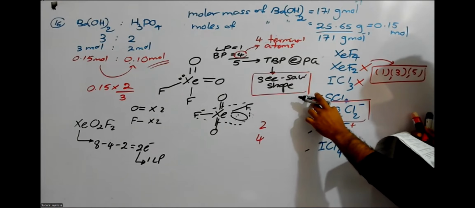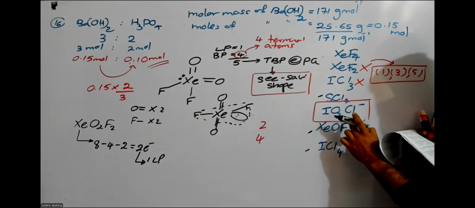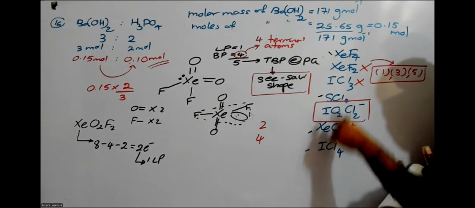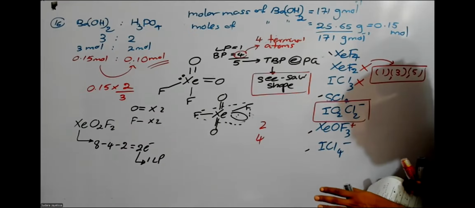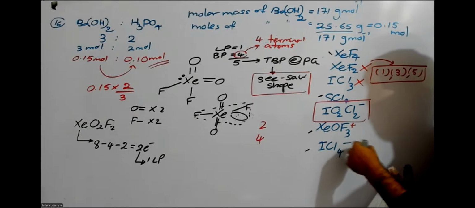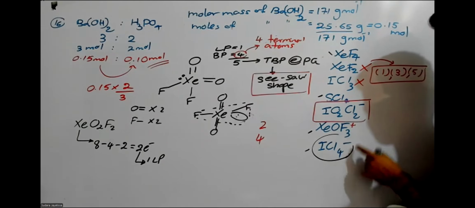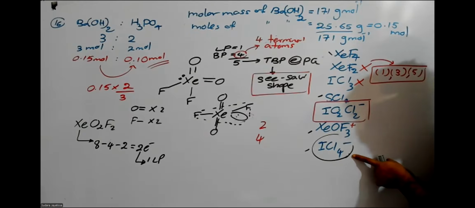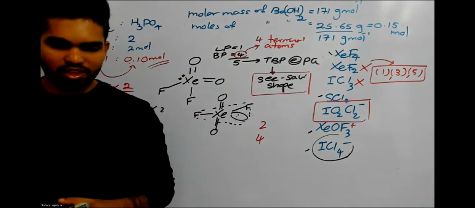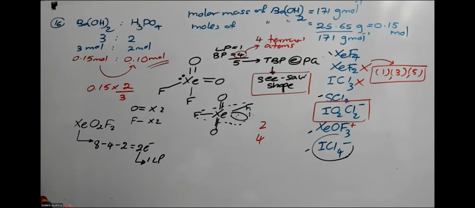SCl4 and XeOF3 plus, and then XeF4 is there, and then ICl4 minus. So there are 4 structures. Draw one and see, because all 4 are different. Let's say you draw this one. If this becomes seesaw, then the answer containing this must be the answer. So you can see the idea. No need to draw the whole molecules. That is a shortcut and it's a good question for the A levels too. I'm really happy about this question.